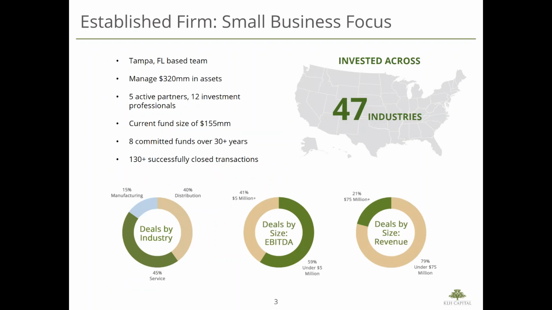A little bit about KLH. At the top, we manage a little bit under $320 million in assets. That $320 million is divided between three different funds. One fund was raised in 2005. Our next fund was raised in 2011. And we just recently put another fund together about 18 months ago. That's $155 million that you're seeing below there.